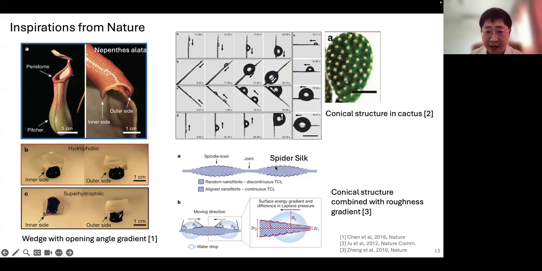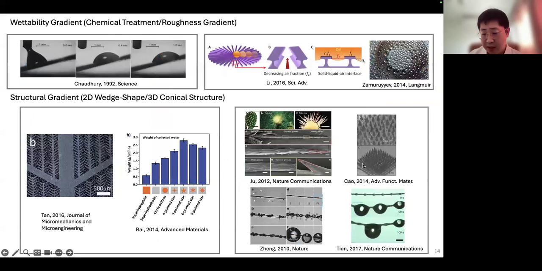Additionally, the spider silk, where the liquid tends to move from the joint towards the knot. Okay, there's another example of spontaneous droplet movement and coalescence with a roughness gradient. So overall, there are different categories. The first big category, I think, is the wettability gradient.